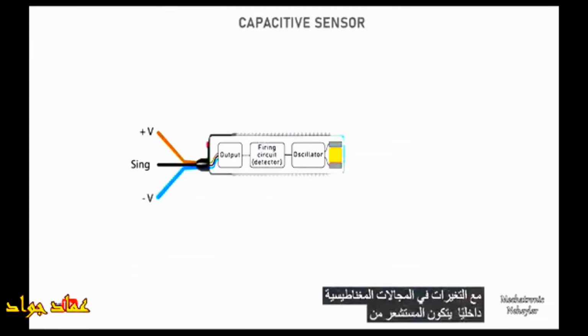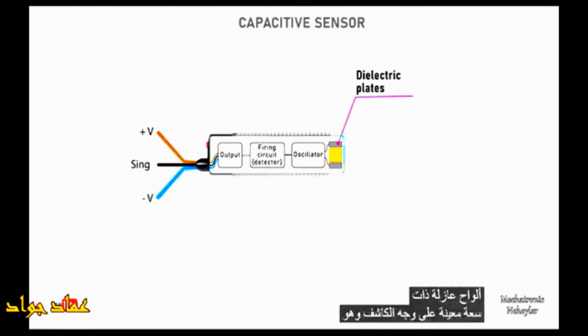Internally, the sensor consists of dielectric plates with a certain capacitance on the detector face, which is responsible for emitting an electrostatic field. The other important parts of the sensor are the oscillator, which is responsible for generating waves at a certain frequency, the trigger circuit, which is activated when it detects the object, and finally the output, which is where the signal is digitized.